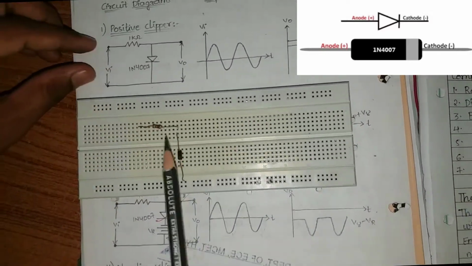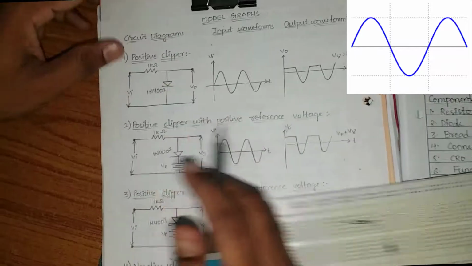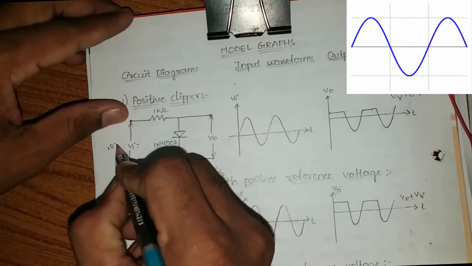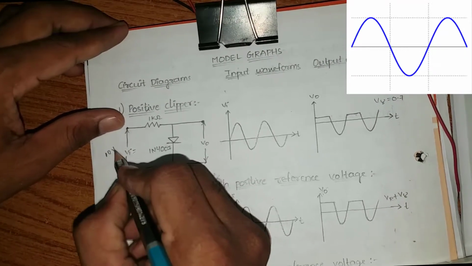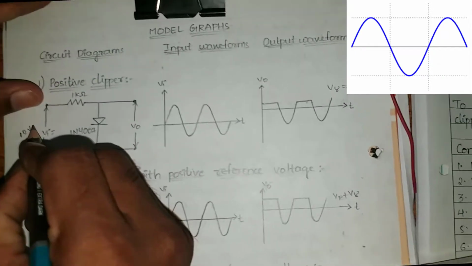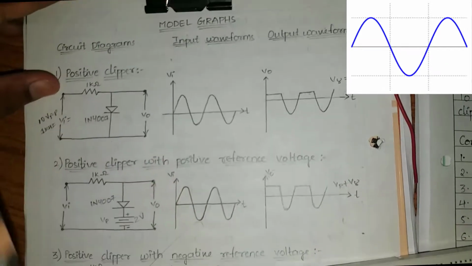On the input side, I am applying a sine wave as the input voltage, which is 10 volts peak to peak, meaning the total amplitude of the input voltage is 10 volts peak to peak. The frequency I am applying is 1 kilohertz.